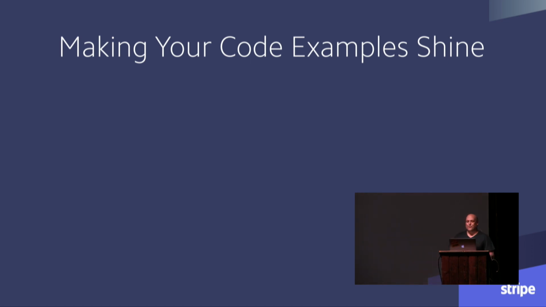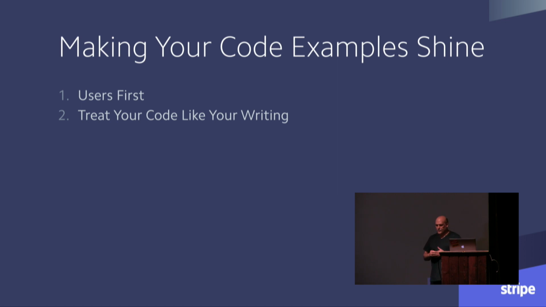And what I realized was, making your code examples great, the key is to generally think about your code examples as you think about any other facet of your documentation. I would bet that everybody here knows what makes great documentation. Take a lot of that same thinking and apply it to your code examples, and I think the results will be great. But for the purposes of this conversation, we're going to start with users first, treat your code like you treat your writing, and then automate within reason.